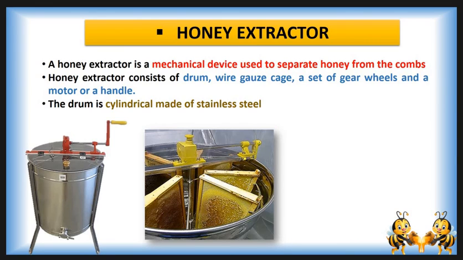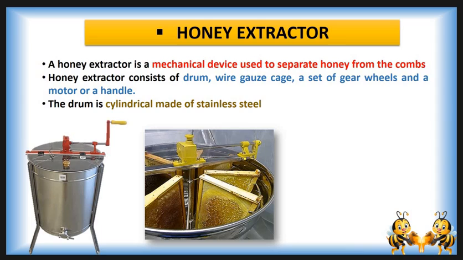The drum encloses a rotating wire gauze cage and a central rod. The wire gauze cage is fixed to the rod at the center. The wire gauze cage may be rectangular, triangular or circular. The wire gauze cage is a mesh made from stainless steel rod. It can be rotated by a set of gear wheels. Uncapped comb frames are kept inside the wire gauze cage. The comb frames are placed radially. In radial arrangement, the comb frames are placed vertically like spokes of a wheel.